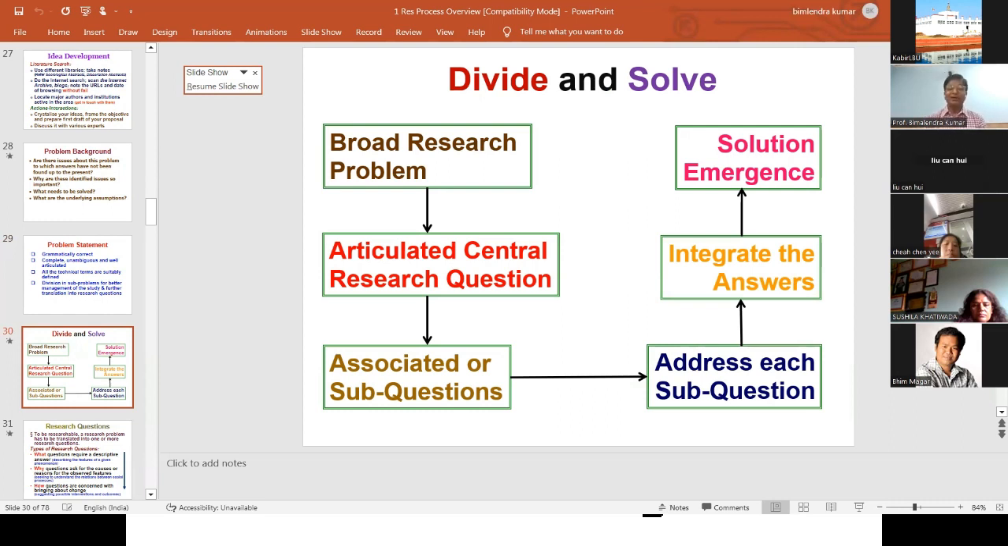Then there are some articulated central research questions. After that, there are some sub questions which are associated with the broad research problem as well as the articulated central questions. Each of these sub questions is going to be addressed, and then you have to integrate all these sub questions. Then the broad research problem can be solved. So there is the solution emergence.